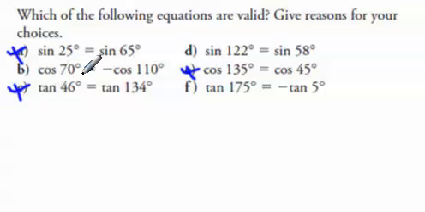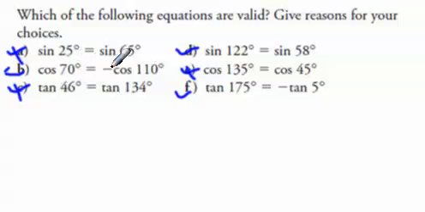Cosine of 70 degrees equals negative cosine 110 is correct. Sine of 122 degrees equals sine of 58 degrees is valid or correct. And the tangent of 175 degrees equals negative tan of 5 degrees. Let's take a look at the ones that are not valid or invalid.